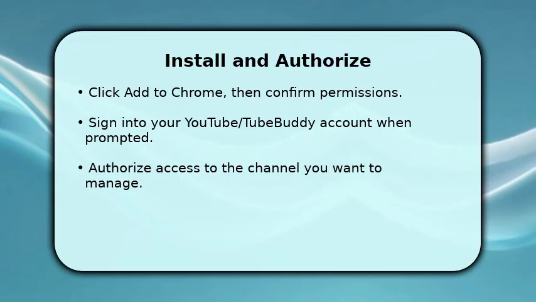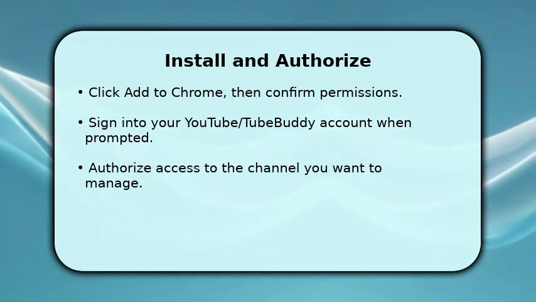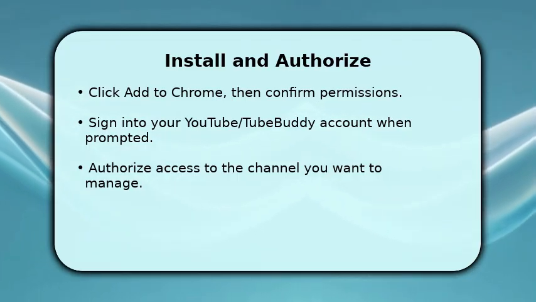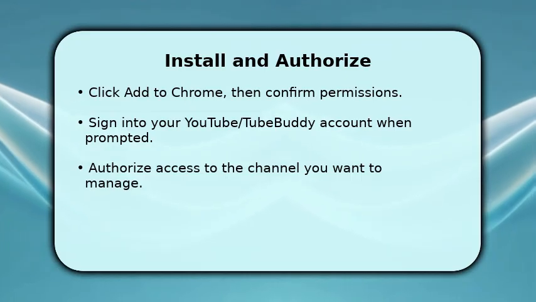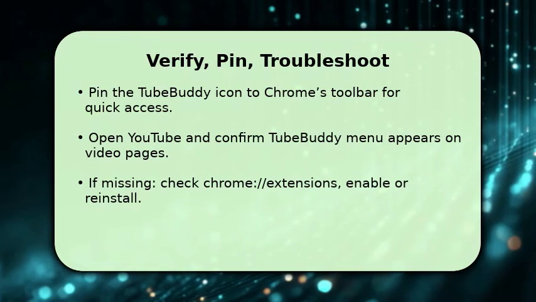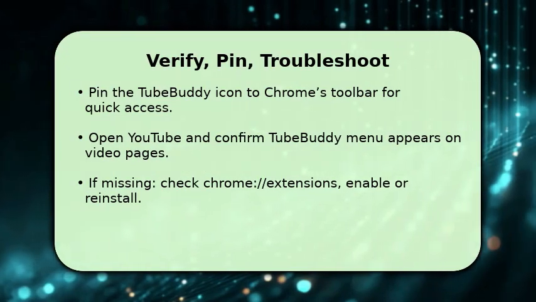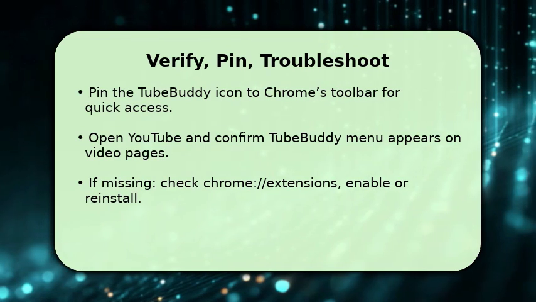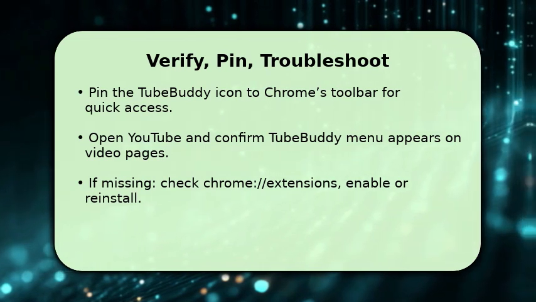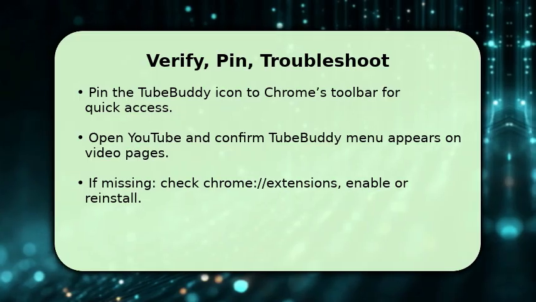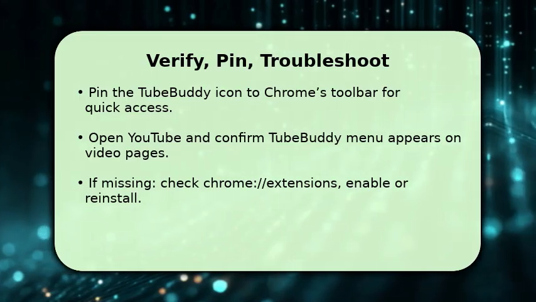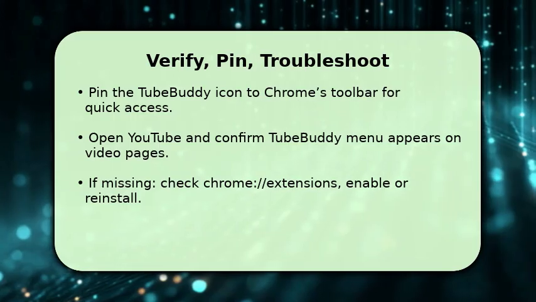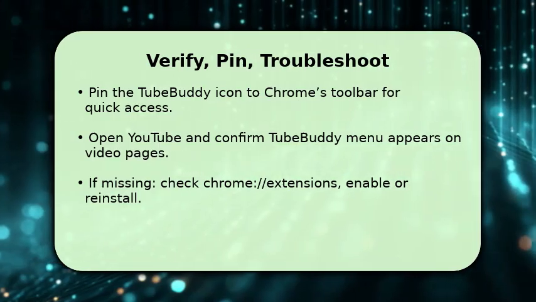Make sure you select the correct channel if you manage multiple channels, because permissions apply per channel, and enable the extension features. After authorization, pin the Tubebuddy icon so it's always visible. Click the puzzle icon and pin Tubebuddy to the toolbar for one-click access. Open YouTube and navigate to any video or your Creator Studio to confirm the Tubebuddy overlay and menu are present.